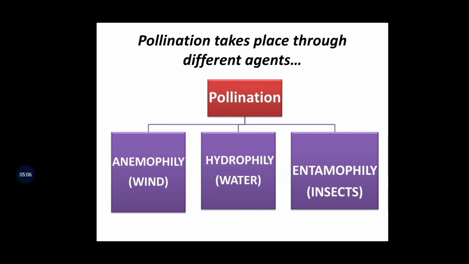So what are the three pollination agents? Pollination by wind, which is otherwise called anemophily. Dear children, repeat: pollination by wind is anemophily. Pollination by water is hydrophily. Pollination by insects is entomophily. Let us learn one by one.